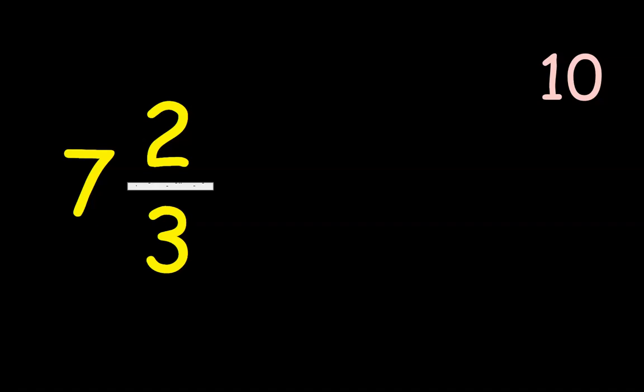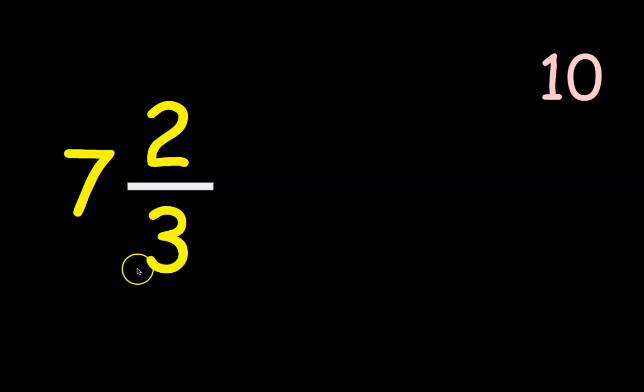And number 10, which is the last one, 7 2/3. Pause, do your working out, and then continue when you're ready. Okay. Hopefully by now you would realize that every whole pizza gives me 3/3. Because a whole pizza, you cut it into 3 and you eat all 3 of them, you eat the whole pizza. But I don't only have this here, I have 7 whole pizzas.